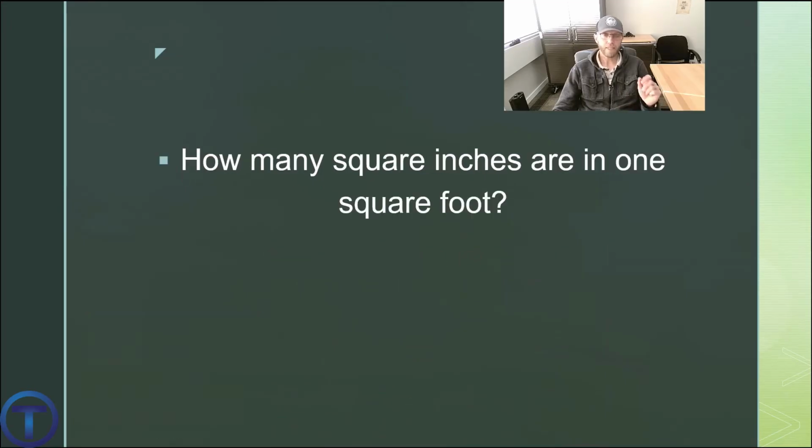Great. How many square inches are in 1 square foot? So we were looking at linear. Now we're looking at an area. That means length times width, and we get a square inch area. How many square inches are in 1 square foot?